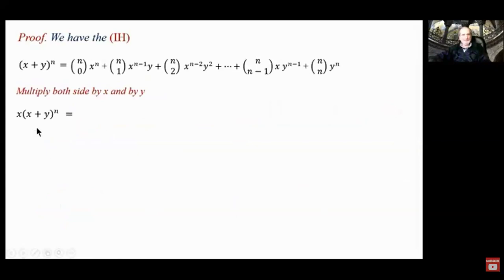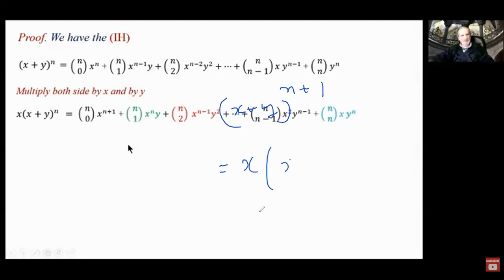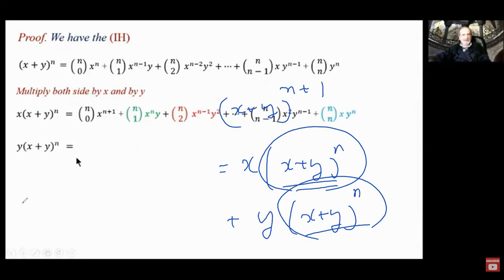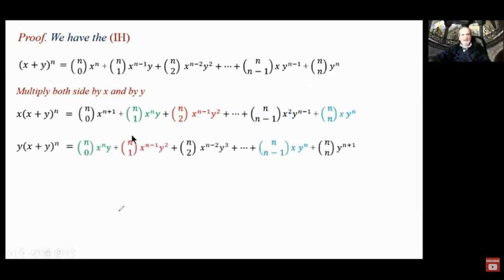Yeah. Because (x+y)^(n+1) is x times (x+y)^n plus y times (x+y)^n. Okay. So we will use an already accepted formula. So this one is agreed. Okay.